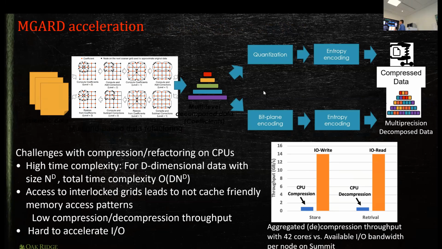But MGARD, we can actually make this run decently fast or faster than IO, certainly on Summit. And the only way we're able to do it is to look at the code. We had to rewrite the code to run on GPUs. And this is just showing on Summit, that on 42 cores on a CPU, the throughput is very poor. So this algorithm does not do so great on CPUs, but on GPUs, we can actually do better than the IO bandwidth on the node.